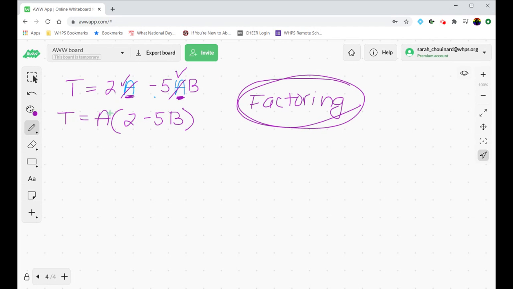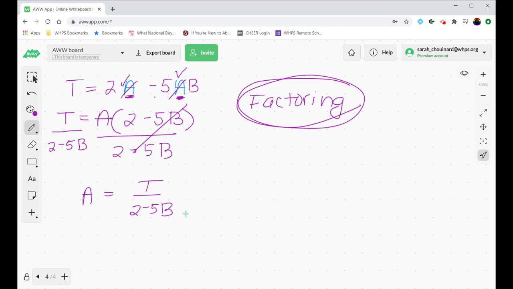But I like this because now to isolate A, all I have to do is remember my parenthesis trick that this is multiplication. I'm going to divide by 2 minus 5b because that whole thing is multiplying by A. That gets rid of it on this side. A is isolated, and A is T minus 2 over 2 minus 5b. This one's very important. It may or may not, or definitely will, show up on a quiz.